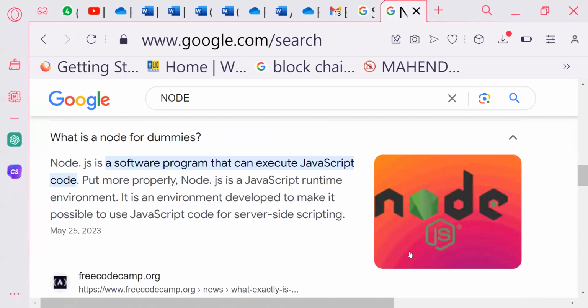Read. Yes, sir. Node.js is a software program that can execute JavaScript code. Put more properly, Node.js is a JavaScript runtime environment. It is an environment developed to make it possible to use JavaScript code for server-side scripting.